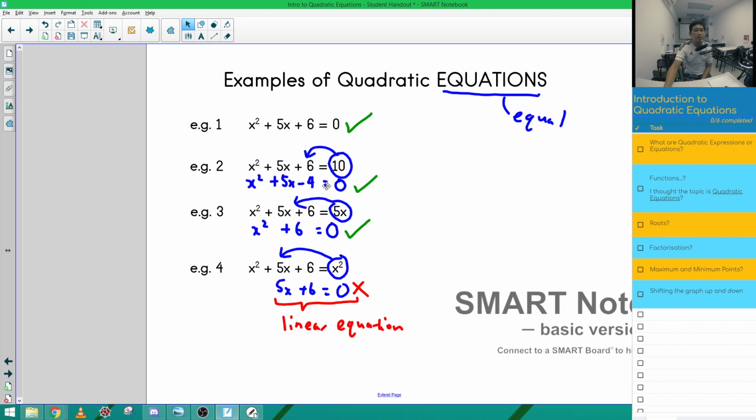Before I move on to the next page, I think we're done with quadratic expressions and quadratic equations. So I'm going to go ahead and check off the first checkbox. We're done with that. Now we're going to move on to functions.